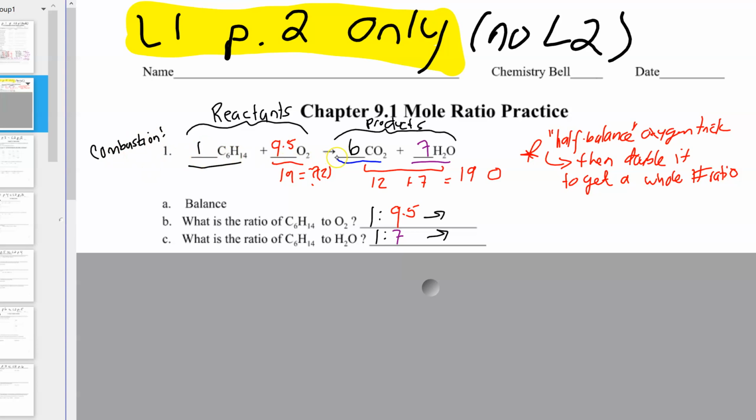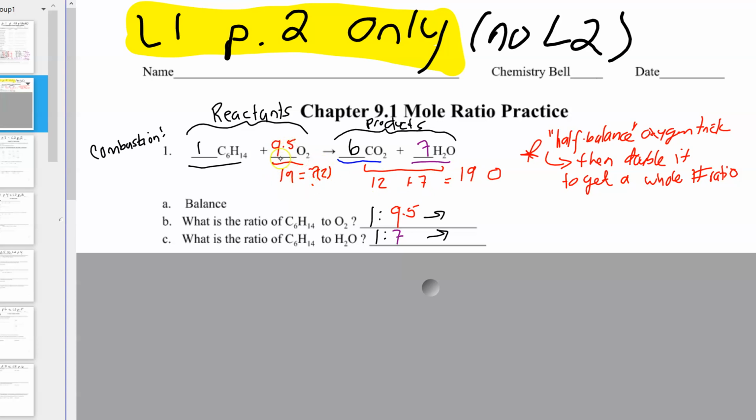This is a combustion reaction where the reactants are C6H14 and O2 oxygen, and they're going to produce, like every combustion, CO2 and H2O. Remember when we're balancing these, balance C, then H, then O. So C, then H. Now we got to count up our oxygens. 6 times 2 is 12. 7 times 1 is 7. 12 plus 7 is 19. That means I've got to get 19 oxygen right here.